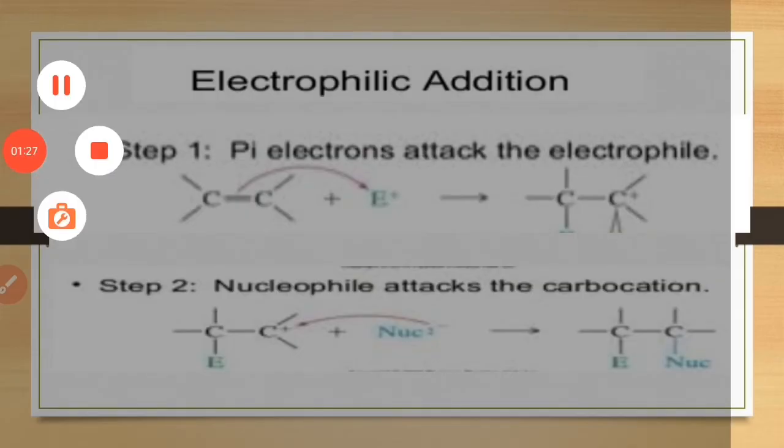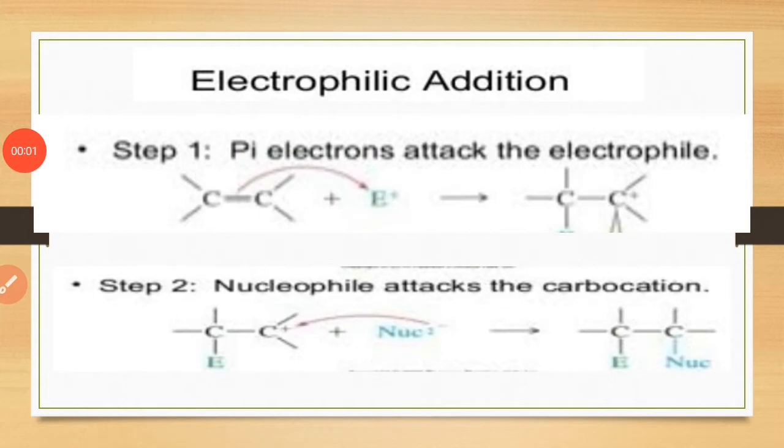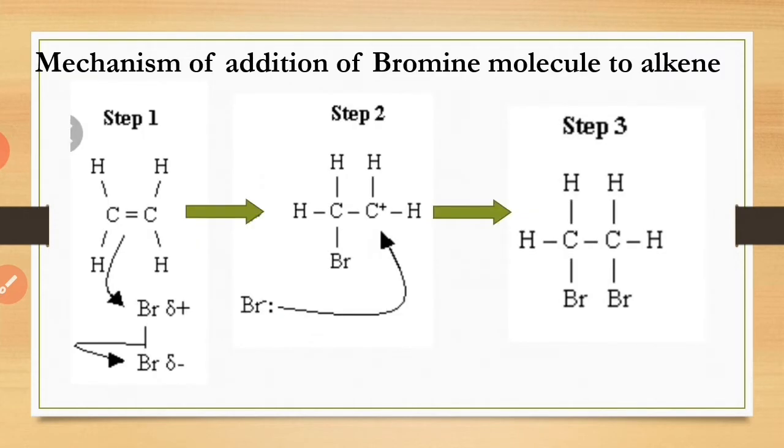Okay, understood? Next, examples of electrophilic addition reactions. Halogens, particularly chlorine and bromine, react with alkenes in the presence of an inert solvent, that is carbon tetrachloride, to form dihalogen derivatives. So let us see the mechanism of addition of bromine to alkenes.